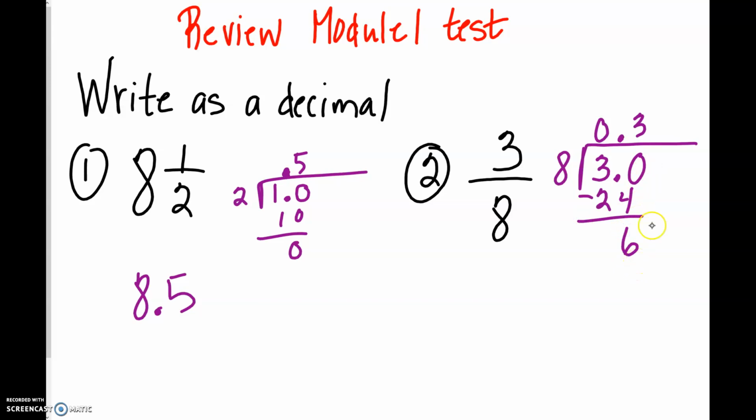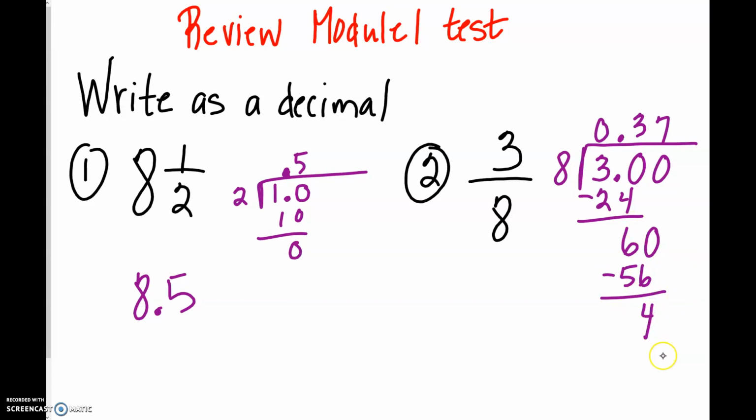We still have a remainder, so I'm going to pull down another 0. Let's see, 8 times 8 is 64. That's too big, so I'm going to go in here 7. 7 times 8 is 56. 60 minus 56 is 4.